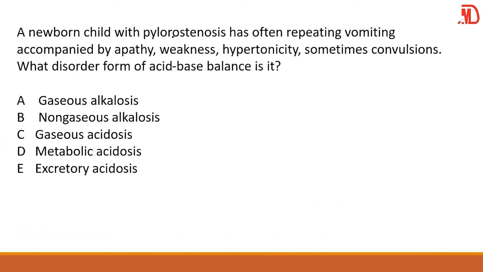Good. Newborn with pyloric stenosis, that means the pyloric part is narrowed. So what happens when it is narrowed? Food cannot go into the duodenum. It can't go, so as a result, it will come out. That's why the patient has often repeated vomiting, accompanied by apathy, weakness, hypertonicity, and convulsions. What disorder of acid-base balance is it?